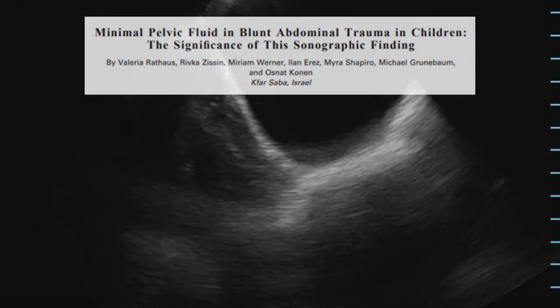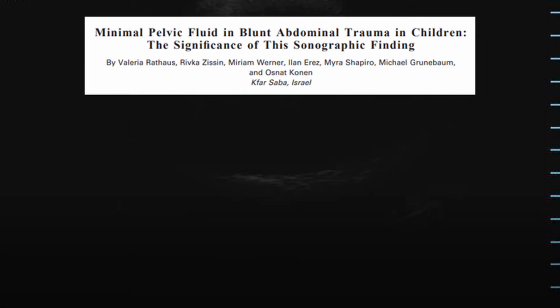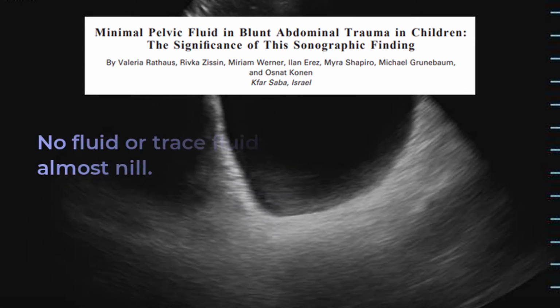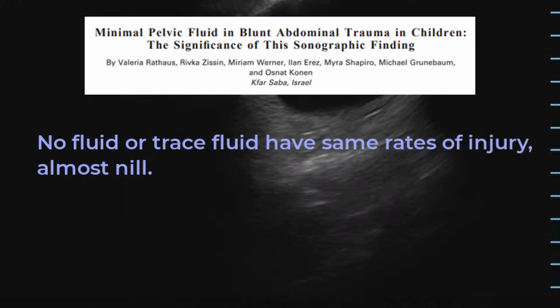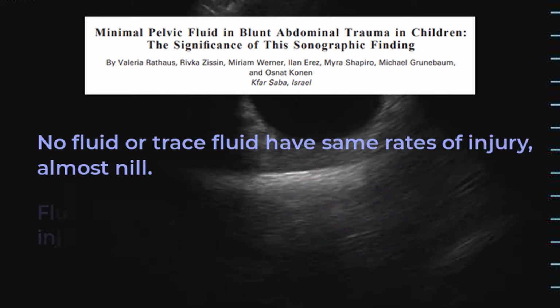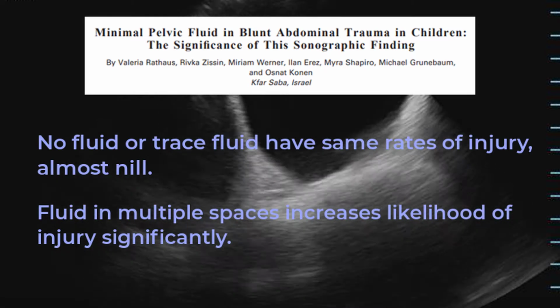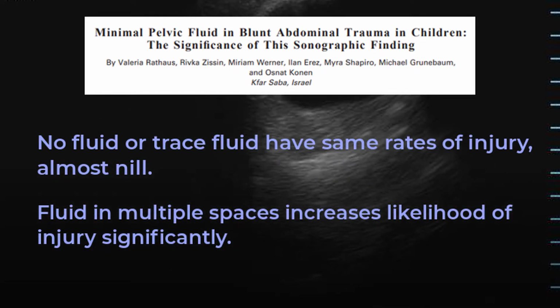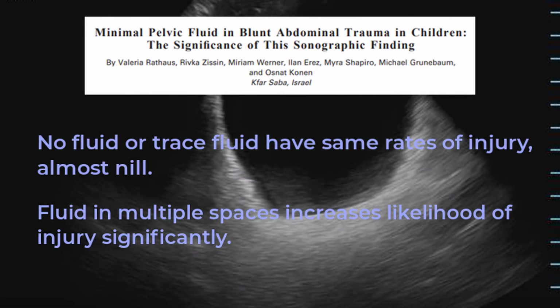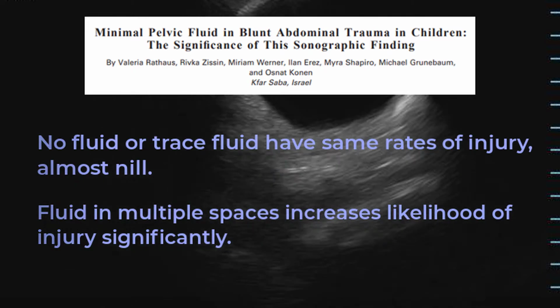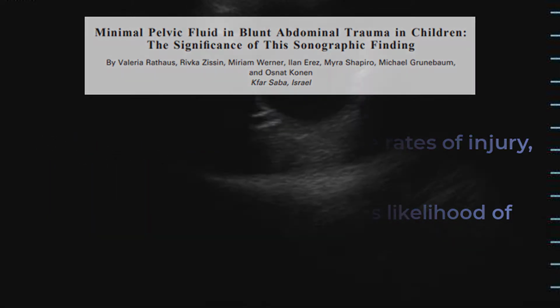In a study by Rathaus et al., looking at 183 patients with blunt abdominal trauma, those with minimal pelvic fluid or no findings had similarly low rates of organ injury. However, if fluid is seen outside of and within the pelvis, the likelihood of injury is much higher. They also noted that expanding solid organ hematomas may be initially isoechoic, but continued bleeding can make organ injury more visible by ultrasound over time.